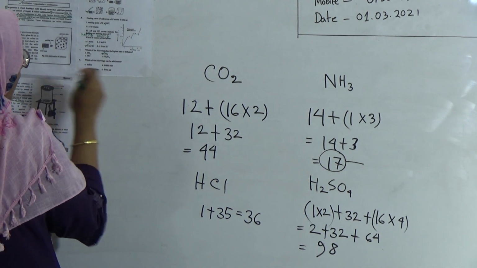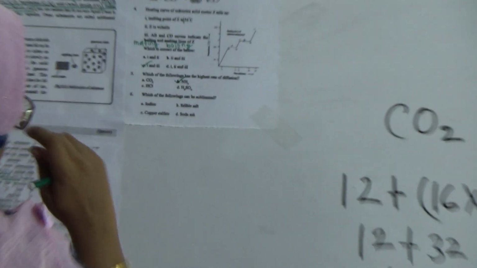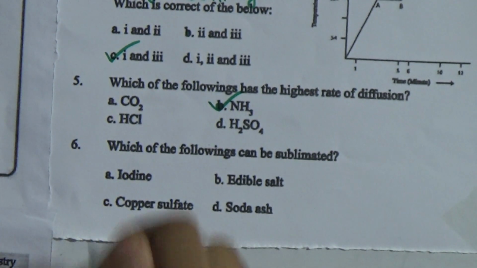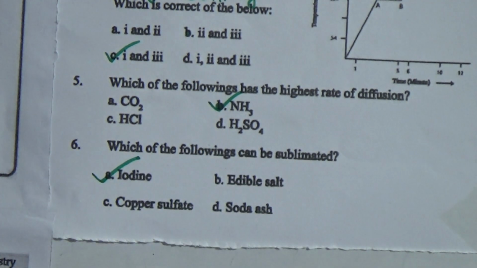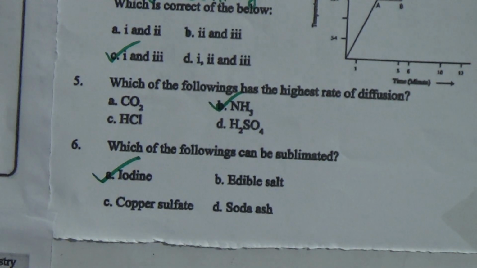Which of the following can be sublimated? Iodine, edible salt, copper sulfate or soda ash? It will be iodine, because it is directly given in your book.